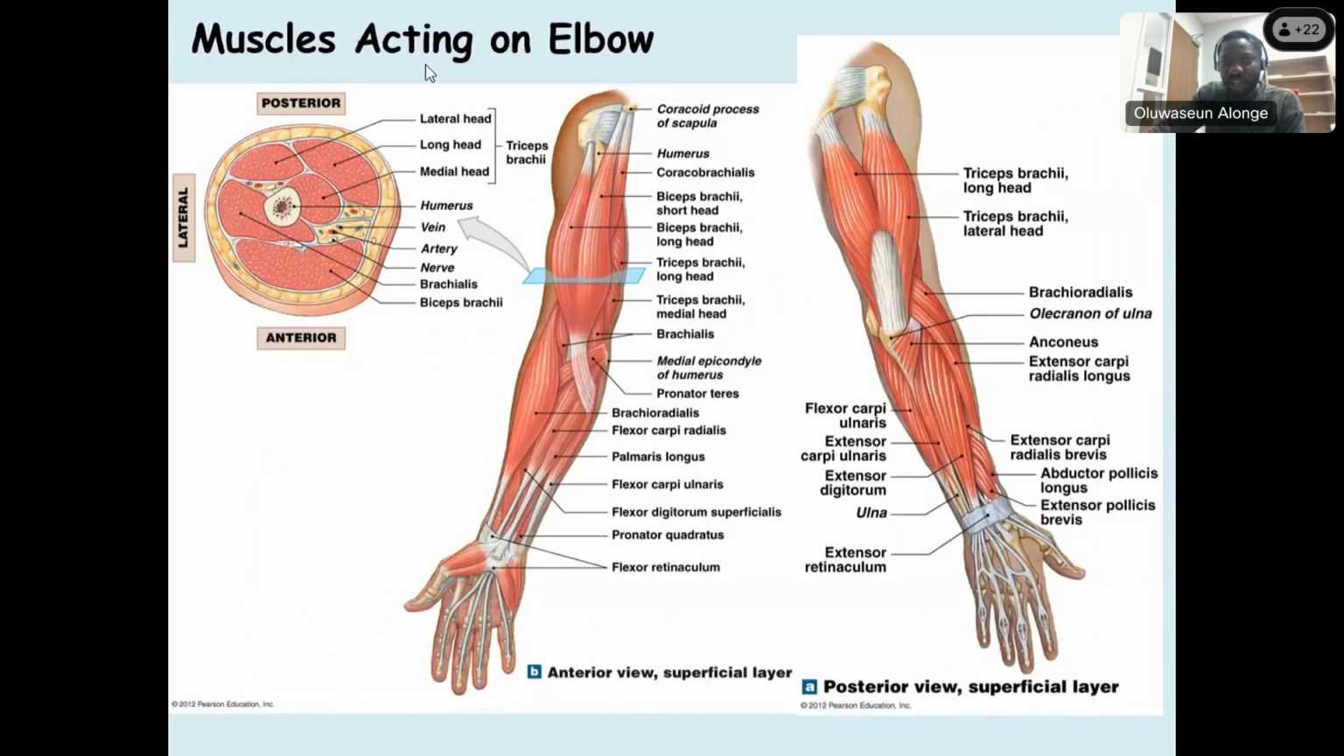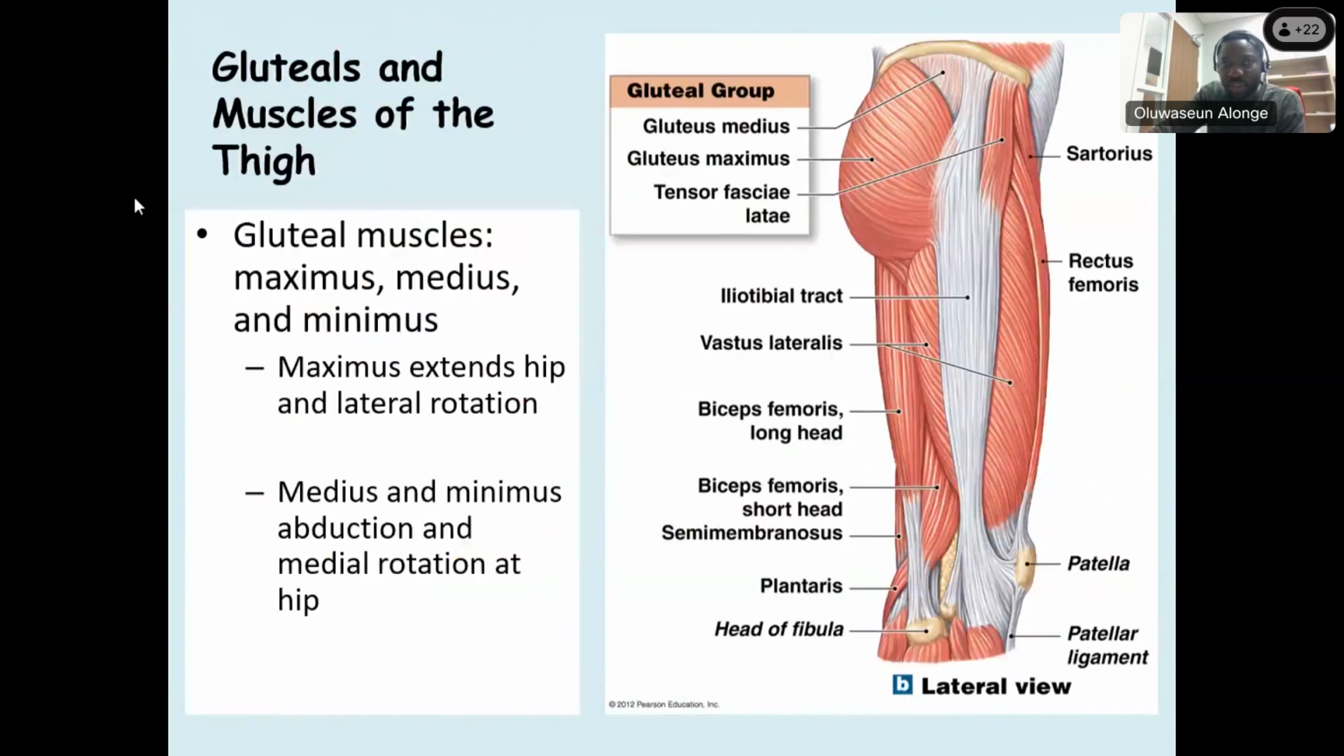Take note of the muscles acting on the elbow. Those are the muscles I noted earlier. These are the gluteus muscles that I've been talking about. The gluteus medius is small, intermediate. Gluteus maximus is a large muscle there. You want to take note of those.